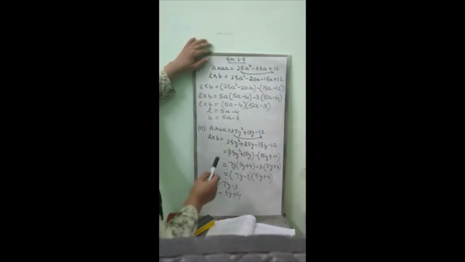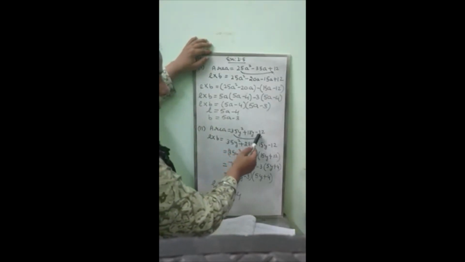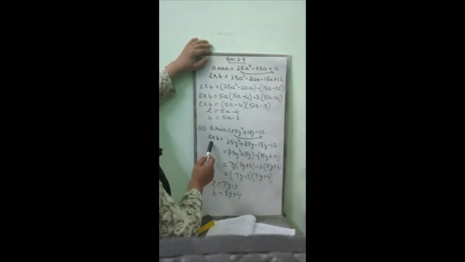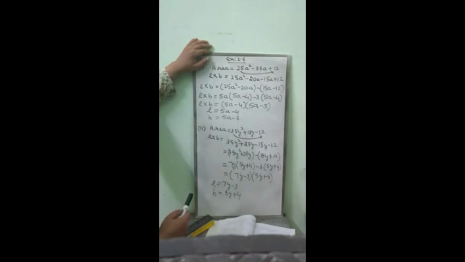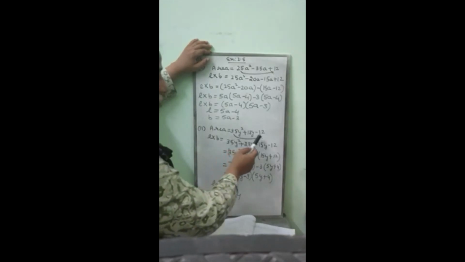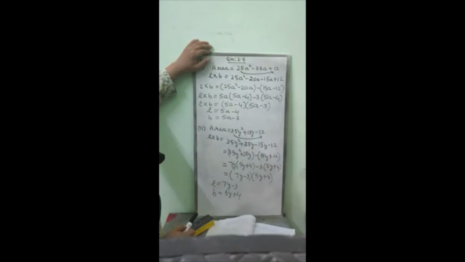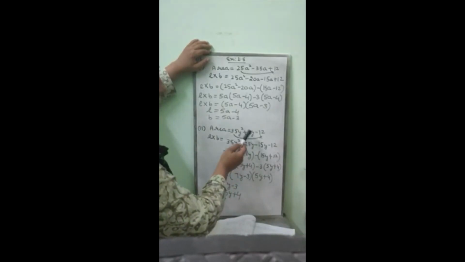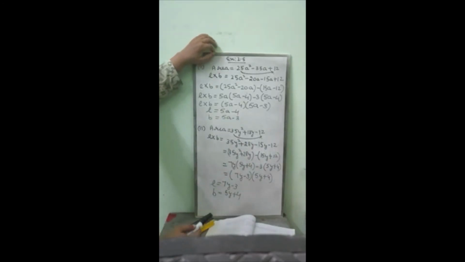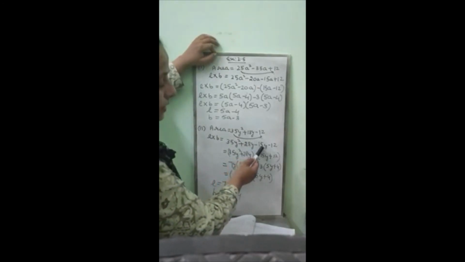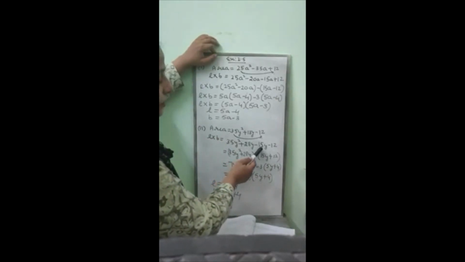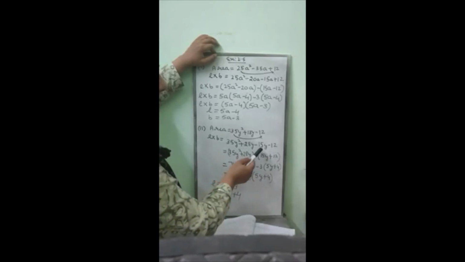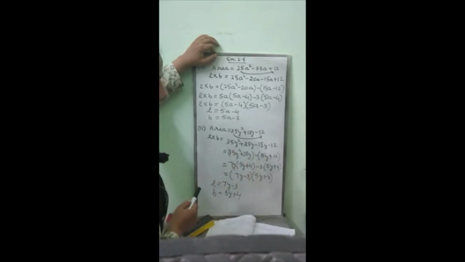Same in the second part. Area is 35y square plus 13y minus 12. Area is equal to L into B. I am going to make the factors of this statement by splitting the middle term. 35 into 12 is 420. Factors of 420 so that you may get 13 after addition or subtraction. So factors are 28 and 15. When 28 is multiplied with 15, you will get 420. When 15 is subtracted from 28, you will get 13.